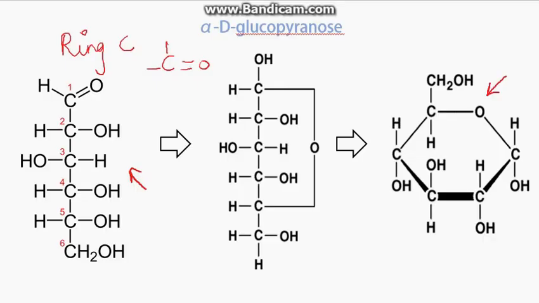Now from here, can you identify the carbon which is connected to two oxygens? Very evidently it is this carbon, which is connected to one oxygen here from the OH group and one oxygen here which was used in forming the ring.